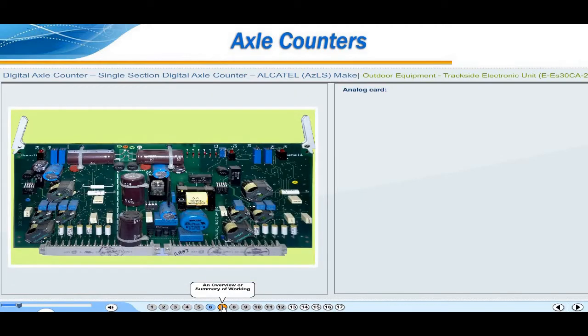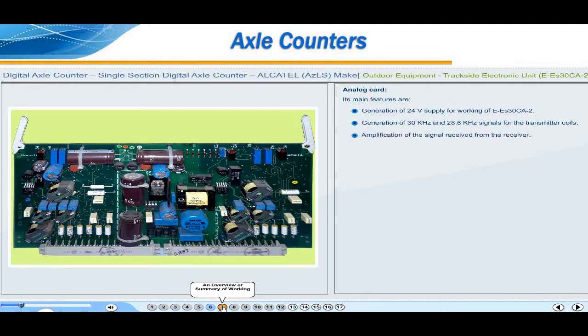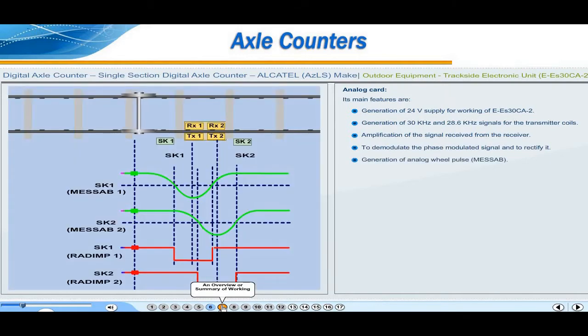Analog card. Its main features are generation of 24-volt supply for working of EES30CA2, generation of 30 kHz and 28.6 kHz signals for the transmitter coils, amplification of the signal received from the receiver, to demodulate the phase modulated signal and to rectify it, generation of analog wheel pulse, that is MESUB, and generation of digital wheel pulse, that is RADIMP.